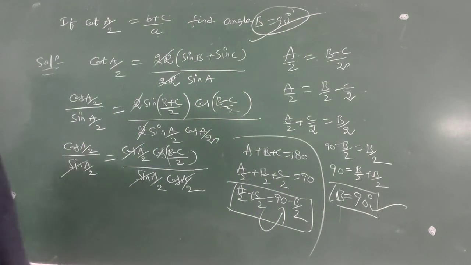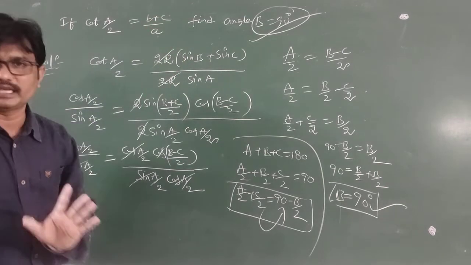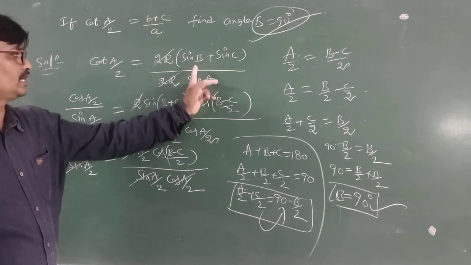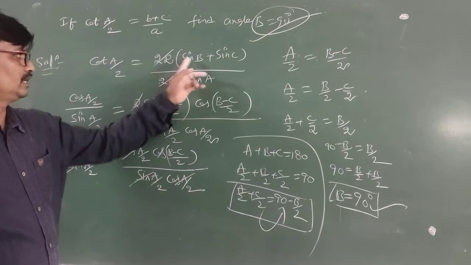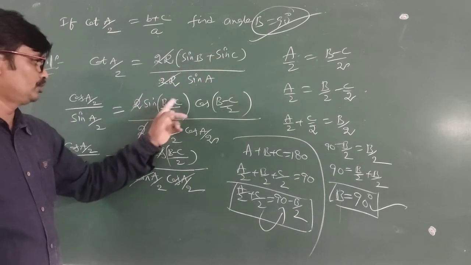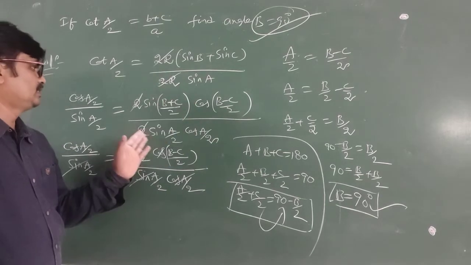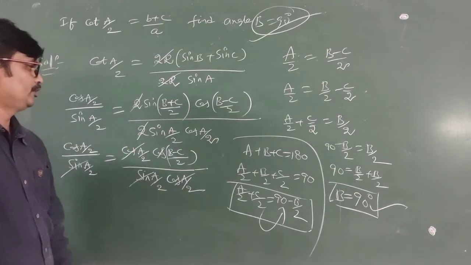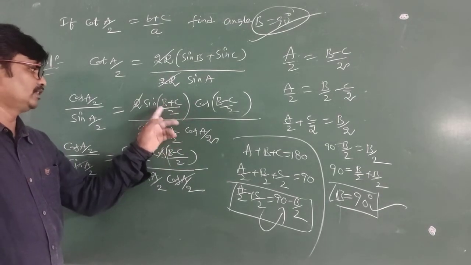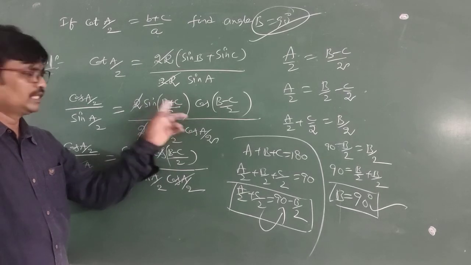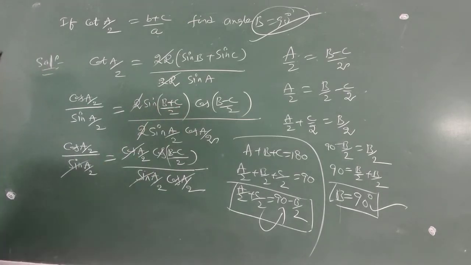How to find this? We just have to take the sine rule: 2R sine B, 2R sine C. Then 2R is cancelled. Sine B plus sine C is 2 sine (B plus C) by 2 cos (B minus C) by 2. After that, sine A is of the form 2 sine A by 2 cos A by 2. B plus C by 2 is nothing but 90 minus A by 2, so sine (90 minus theta) gives cos A by 2. Cos is cancelled. After that, sine cancels. Remove cos on both sides.